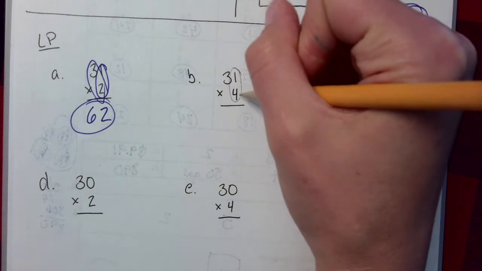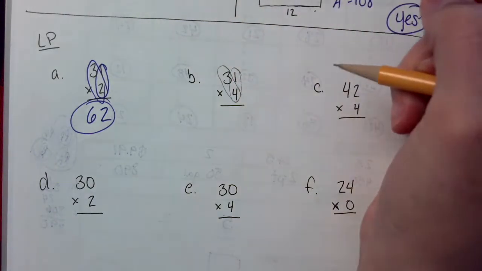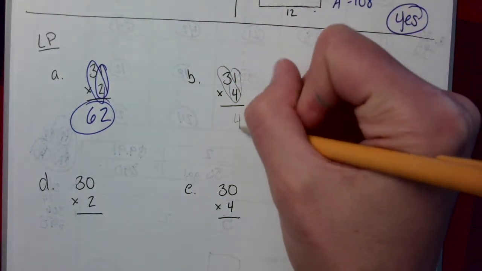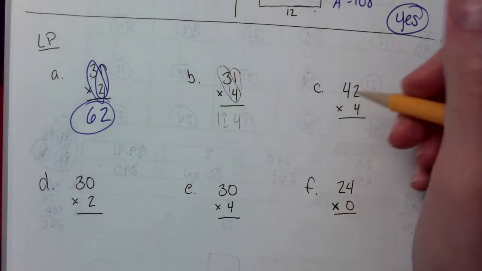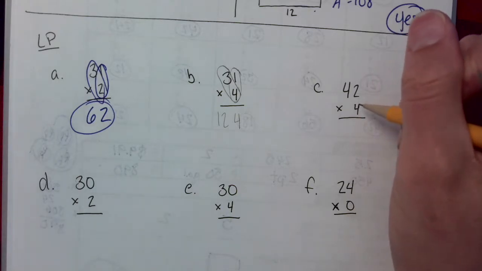4 times 1, and then 4 times 3. 4 times 1 is 4. 4 times 3 is 12. So you get 124. Try this one.